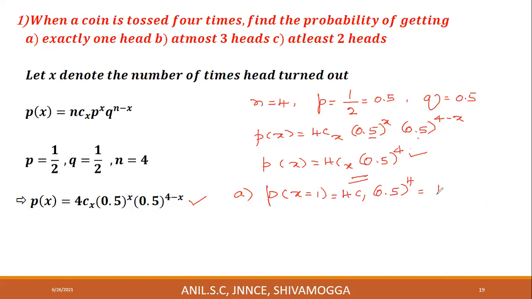1/4. That's right. 1/4 means 0.25. Now, second case: at most three heads. At most three heads means maximum three heads. How do you write this?